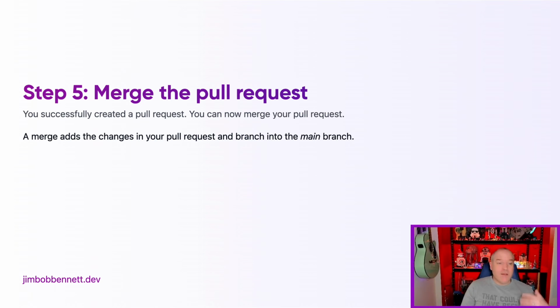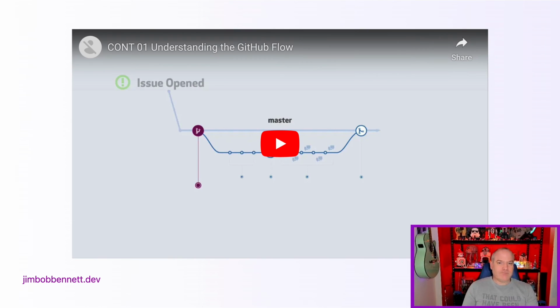So next step, you create the pull request. Now let's talk about merging the pull request. A merge is the act of applying your pull request to pull the changes into the target branch. It's not just copying the files that were changed, it's taking the changes and applying those changes into the target branch, in this case the main branch.